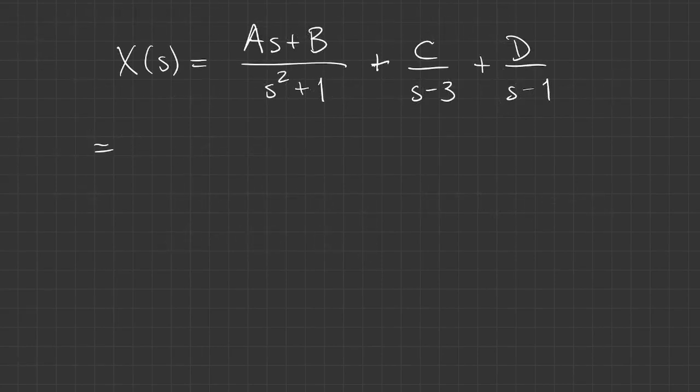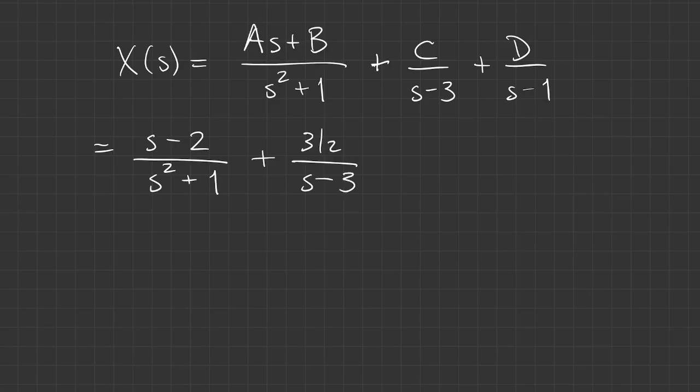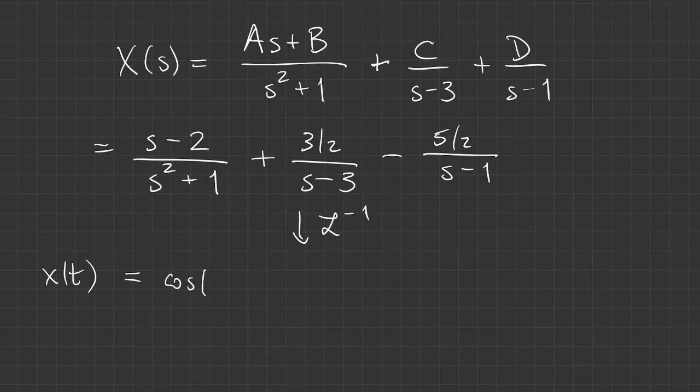Now we know all the details of our partial fraction decomposition. And each of these can be inverted. First one gives us a combination of cosine t and sine t. And each of the others gives an exponential contribution.